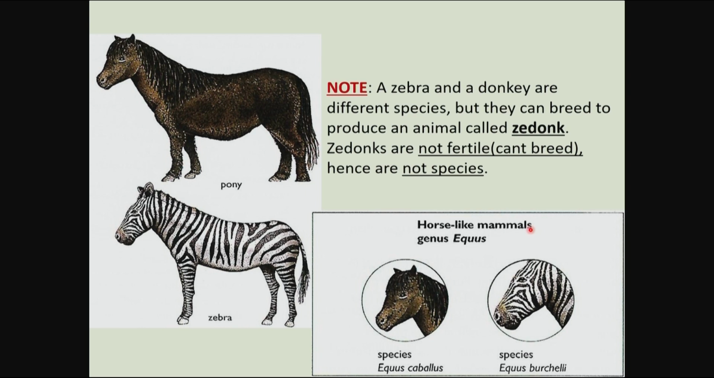Now, let's look at the next slide, where we have a zebra and a donkey. These two animals are of different species, but did you know that a zebra and a donkey can breed? They produce an animal called a zedonk. Zedonks, which are produced from a zebra and a donkey, are not fertile. That means they cannot reproduce. Hence, we don't consider zedonks as species. They are produced by a zebra and a donkey, but they are not species.